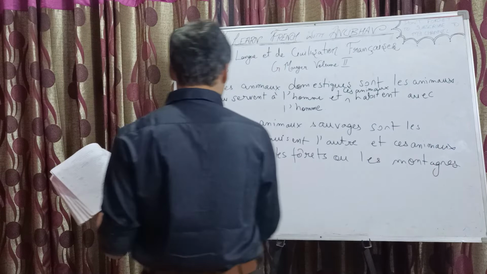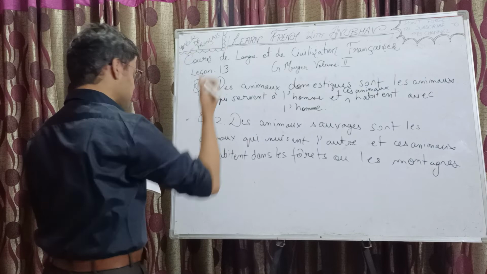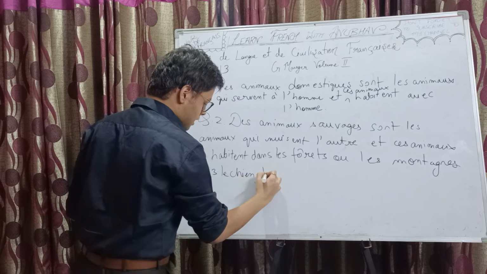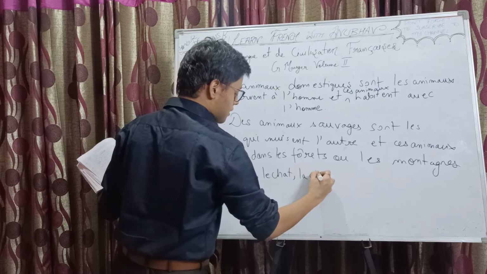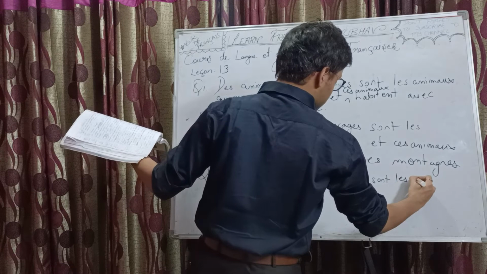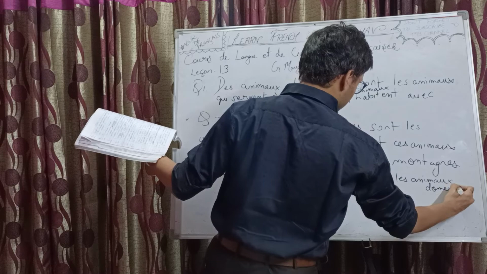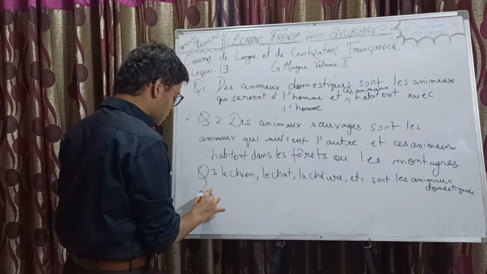Third one, nommez quelques animaux domestiques. Okay, so let's name few domestic animals. Le chien, le chat, la chèvre, etc. sont les animaux domestiques. Dog, cat, goat, etc. are the domestic animals. And now let's name a few wild animals.